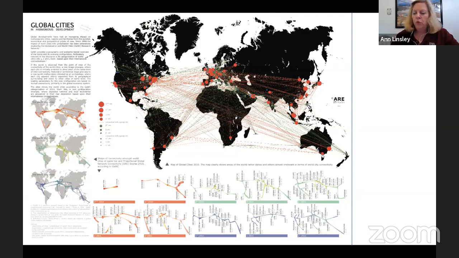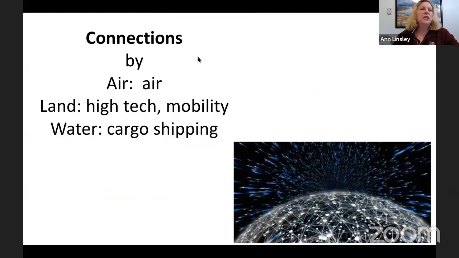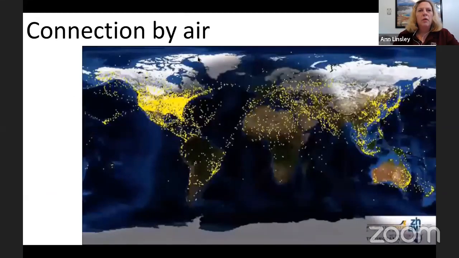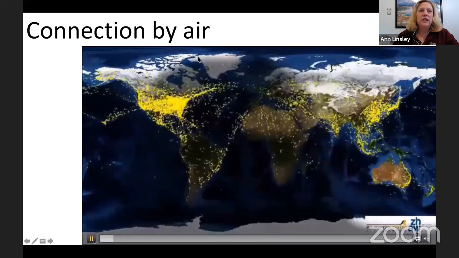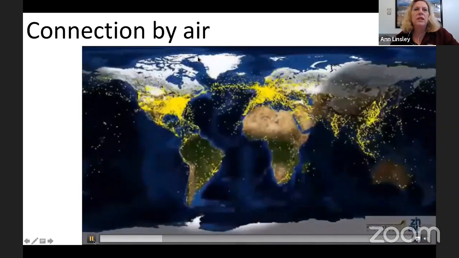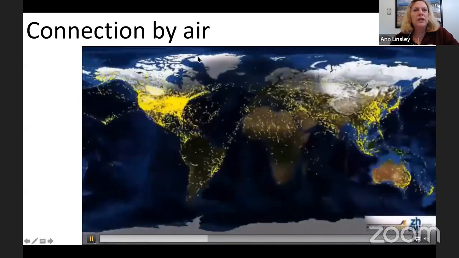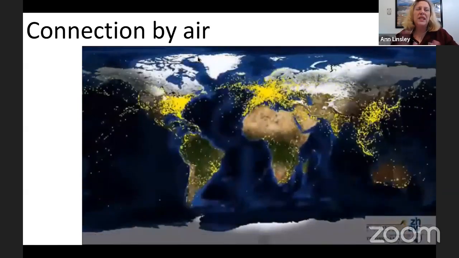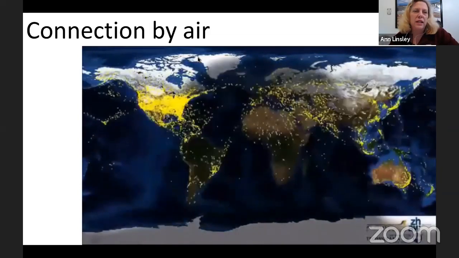Now, what is this global network? It's connections that are made by air, by land, and by water. Really, it is. It's kind of interesting to see it. Our connections made by air are made by flights. This is interesting to see how these connections are made. So our air flights over a 24-hour period. This is actually 17 hours and 13 seconds.